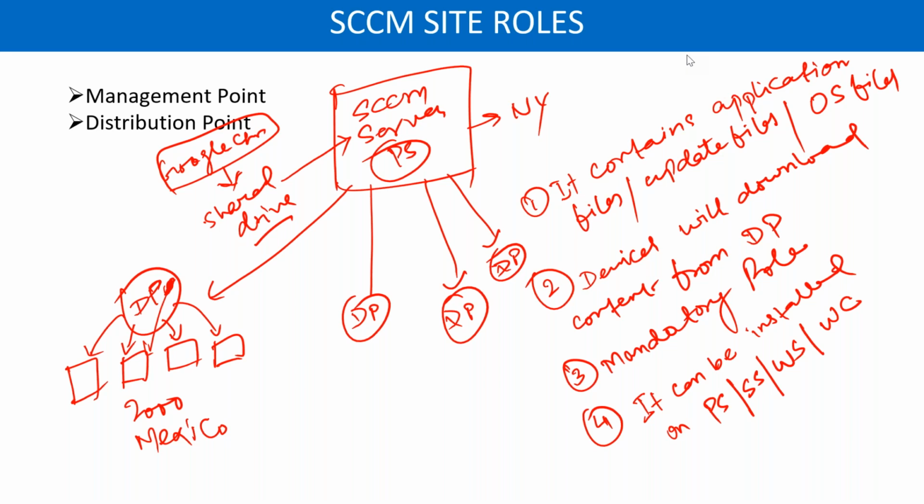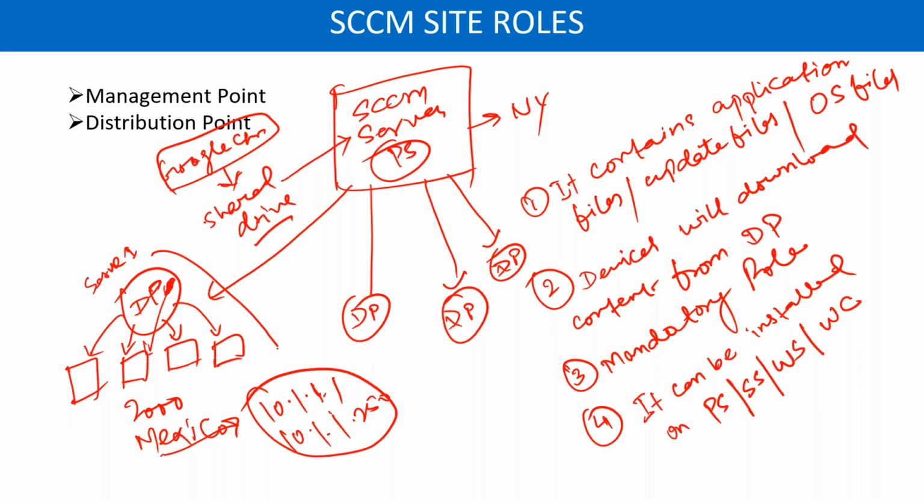We define boundary and site assignment. So we give an IP range, for example, a Mexico IP range, let's say 10.1.1.1 to 10.1.1.250. Whatever the IP range is there, it should download from server 1. For example, this is server 1, so it will always download from here. Mexico computer. Similarly, London computer, similarly, Mumbai computer. So you will have a different IP range for different regions, and we can do site assignment.